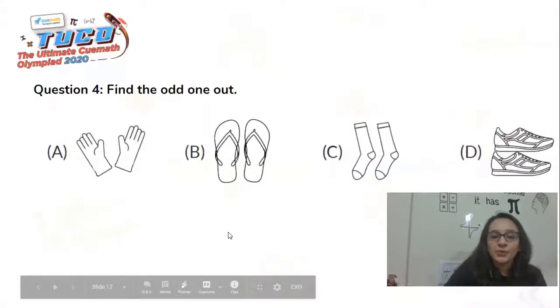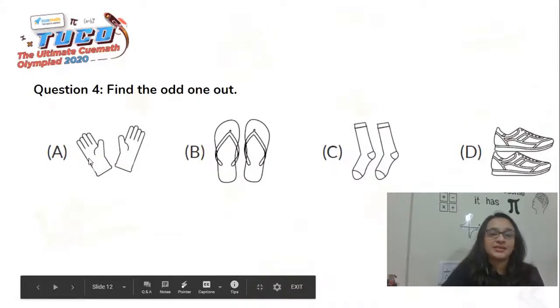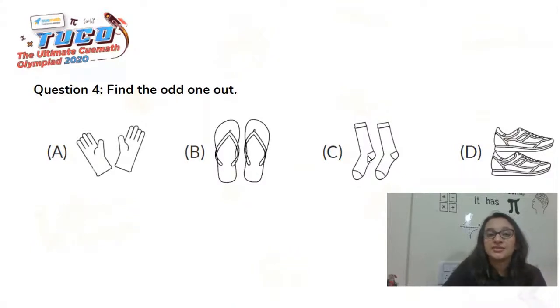Okay, so here we see first option is gloves, second option is slippers, footwear, third option is socks, and fourth option is shoes. I think most of you would have figured it by now that the last three options, that is the slippers, the socks, and the shoes, are something that you wear on your feet, whereas gloves are worn on hands. So that's how gloves are different from the rest of the three, because the rest of the three are worn on feet, whereas gloves are worn on hands. So the odd one out here is option A.